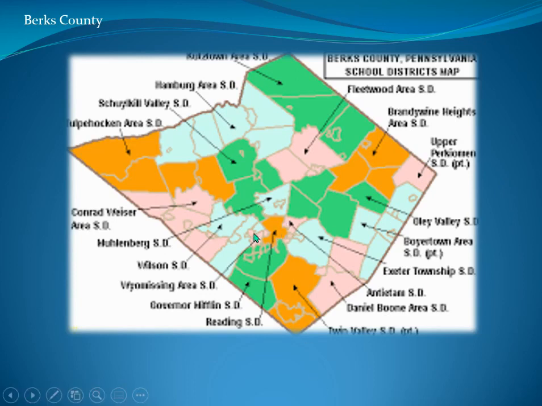Here is the city of Reading, but there's all these cities and towns around it. There's places like Exeter and Wyomissing. These are some places that you may have visited to go to stores or even visit family and friends. Berks County doesn't only have cities, it also has small towns and farms. The government leader of a county is called a county executive.